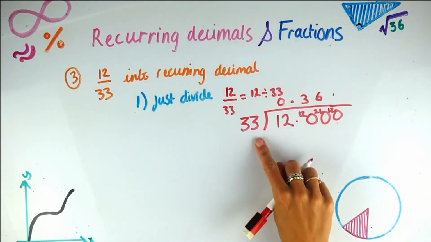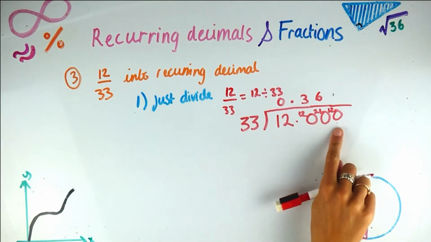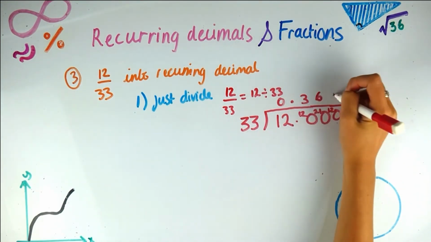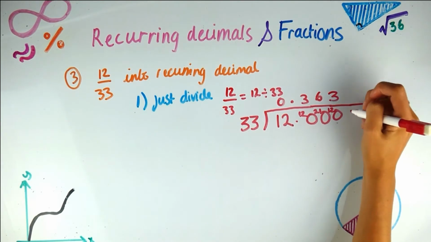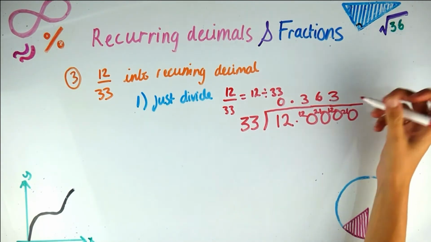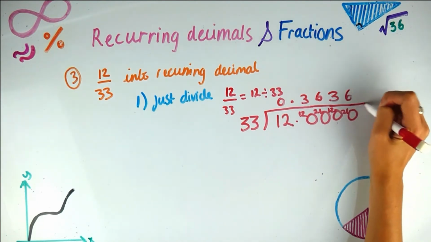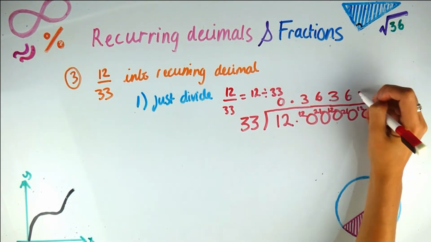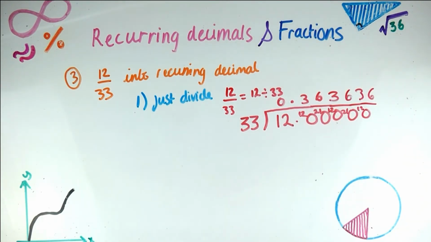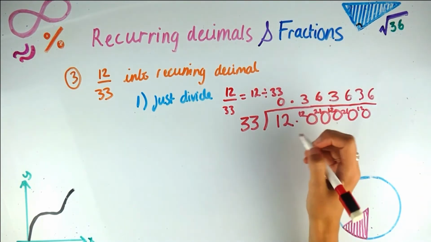So how many 33s go into 120? Here we have the same thing: we knew it was 3, remainder 21. How many 33s went into 210? It was the same, 6, remainder 12. And as you can see, we're getting a bit of a pattern here. We're seeing that the 3 and the 6 repeat.